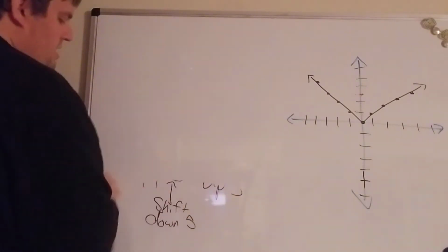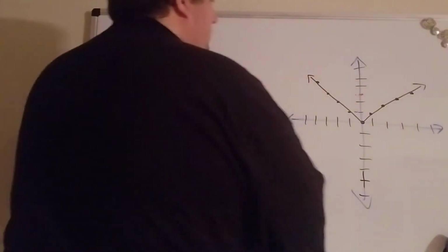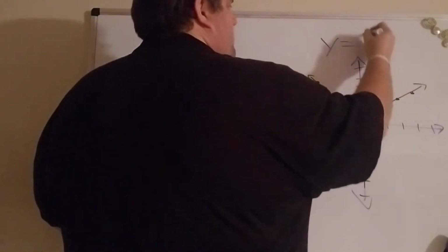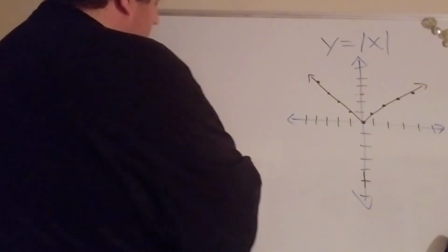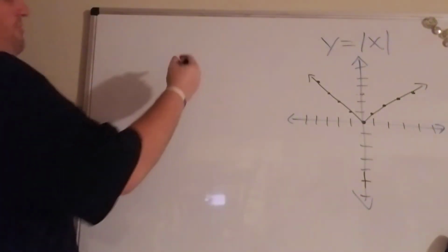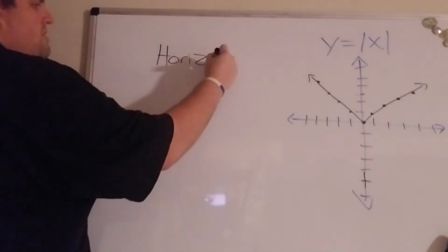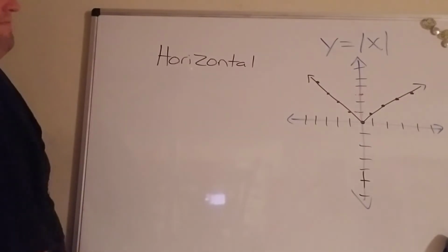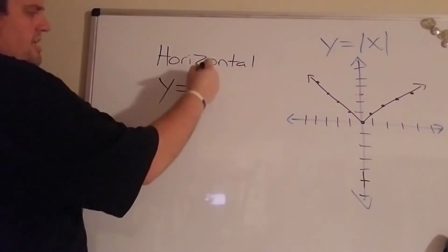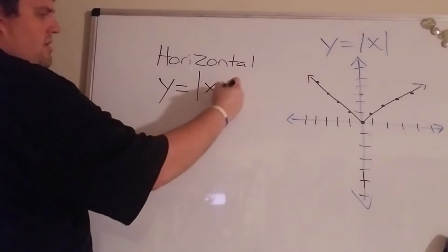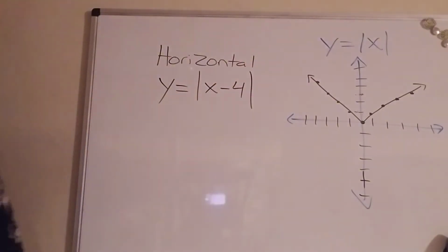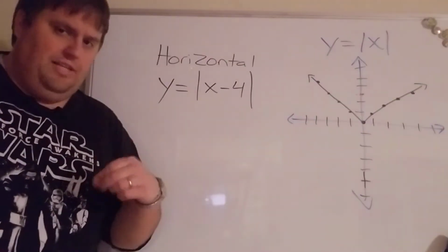Cool. What about a horizontal shift? Let's talk about that. Just like it was with linear functions, I'll move that over here. y equals absolute value of x. So we know what our parent function is, right? If I throw a number inside of the absolute value, like that, that's how we're going to get our horizontal shift.